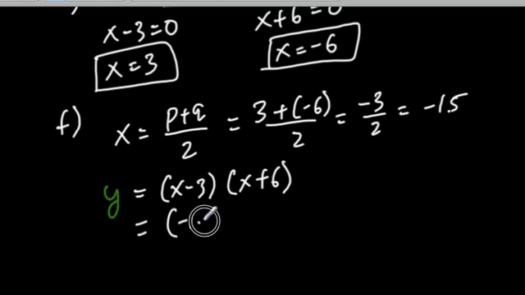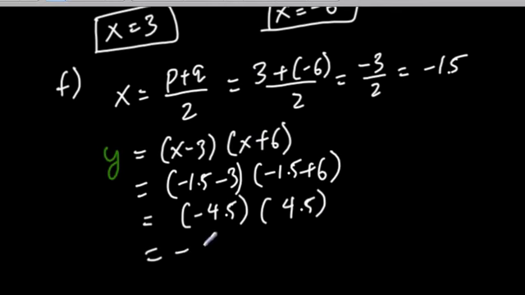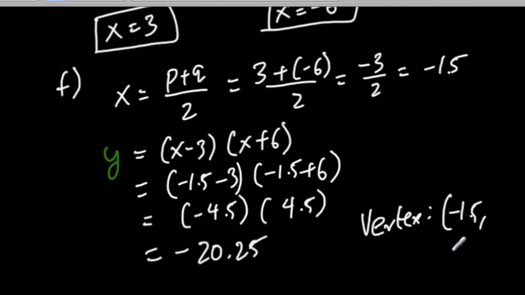So it's going to be negative 1.5 minus 3, and it's going to be negative 1.5 plus 6. What do I get from that? That's going to be negative 4.5, and that's going to be positive 4.5, and that's equal to negative 20.25. So you can just plug that in and figure it out. So the coordinates of the vertex are negative 1.5 and negative 20.25. And that's our solution for F.